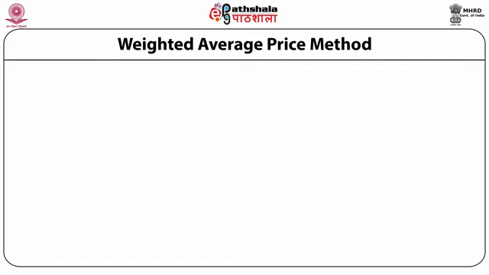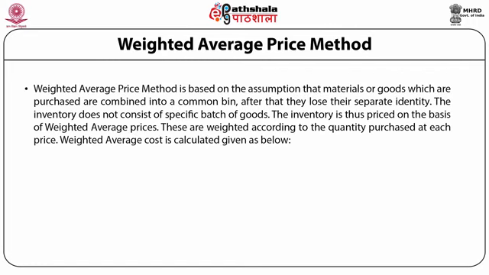Weighted average price method. Weighted average price method is based on the assumption that material or goods which are purchased are combined into a common bin. After that, they lose their separate identity. The inventory does not consist of specific batch of goods. The inventory is thus priced on the basis of weighted average prices. These are weighted according to quantity purchased at each price. Weighted average cost is calculated as given below in the formula.